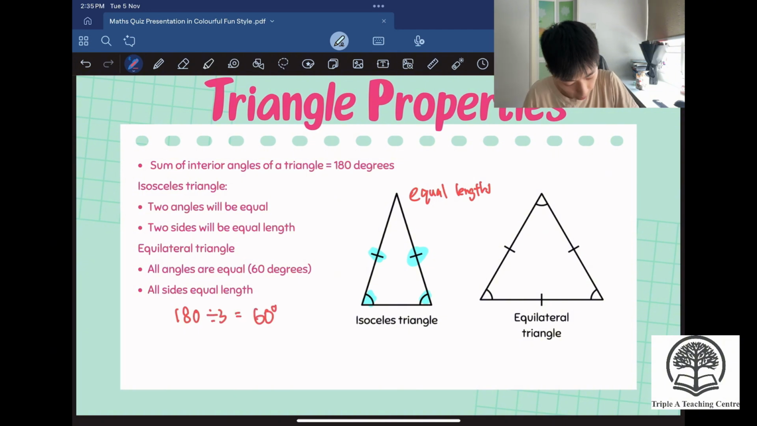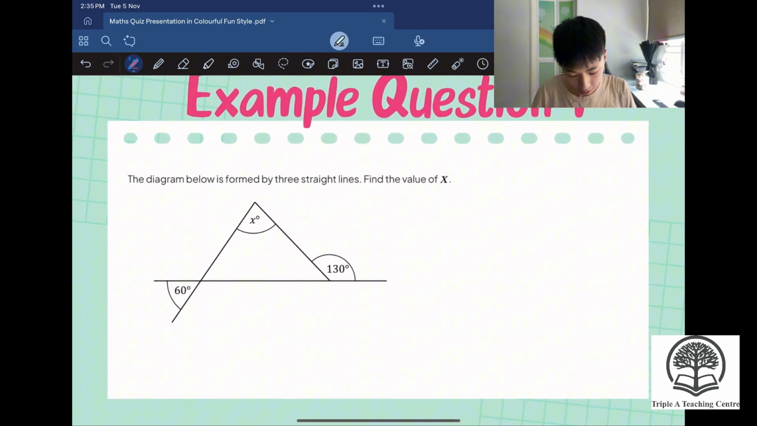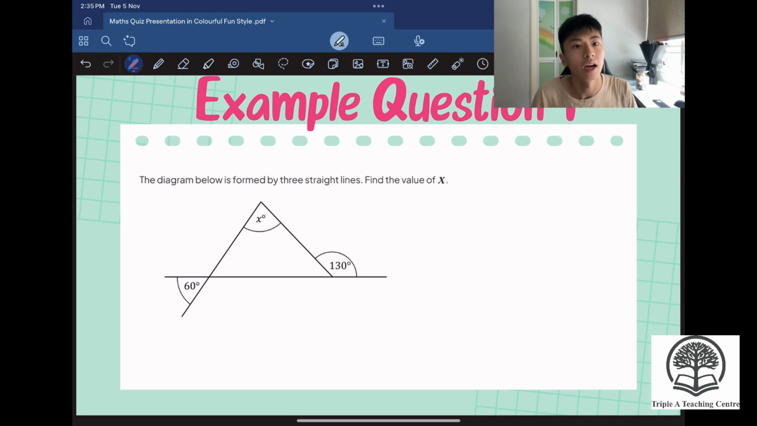Hence, we will know that an angle of an equilateral triangle will be equal to 60 degrees. Sounds good? Alright, I have an example here for you guys. You may pause the screen and try to work it out by yourself. I will give you 5 seconds from now. 5, 4, 3, 2, 1. Okay? Hopefully you have your answer in your mind, and let's solve it now.